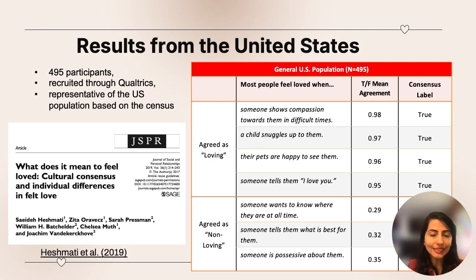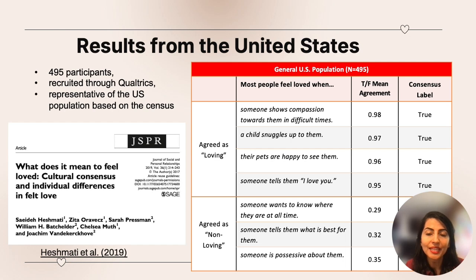So we've already conducted a study in the United States through the CCT framework. We came up with 60 everyday life scenarios that had the potential of making people feel loved. And we asked a representative sample of 495 people in the United States to tell us whether they feel like most people feel loved in each of these scenarios or not.